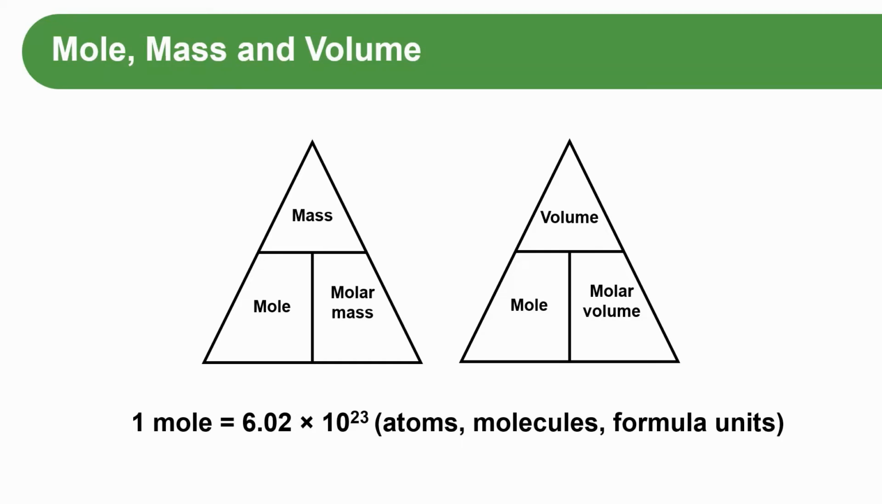Hi everyone, today in this video we are going to look at calculations involving chemical reactions. Before we do that, let us recap on the relationship between mole and mass, mole and volume. So from this diagram, mass equals mole times molar mass, and volume equals mole times molar volume. And 1 mole is equal to 6.02 times 10 to the power of 23 atoms, molecules, or formula units. So as we carry out our calculations later, you need to bear these two in mind.